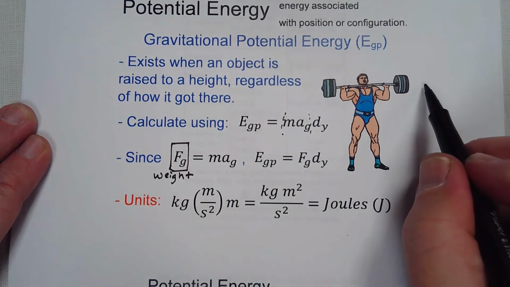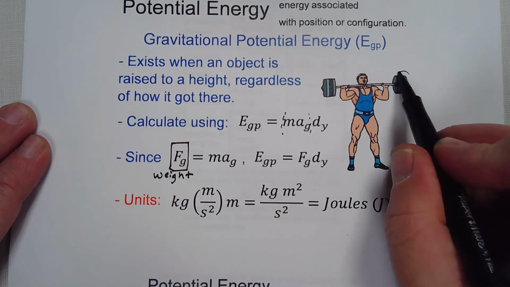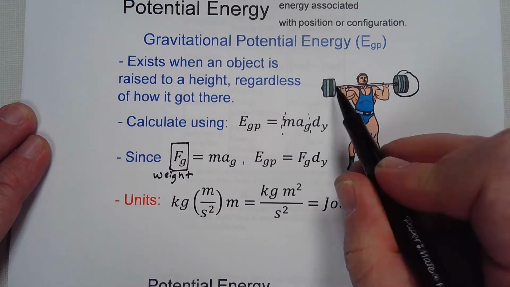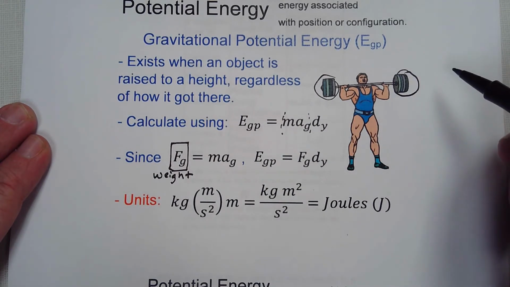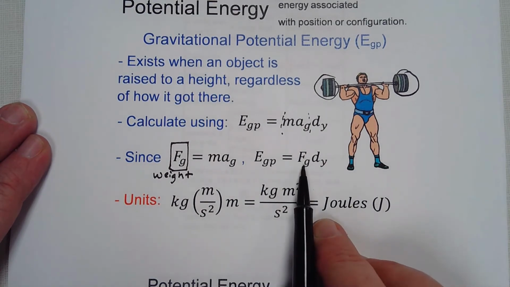This is, of course, why I have a picture of a weightlifter here. If there's more mass here on either side, then of course that's going to be harder to lift because it's going to take more energy to lift it, and you're going to have to overcome the weight of the object, how much force gravity pulls down with, in order to lift it.